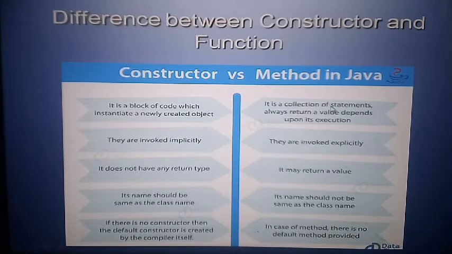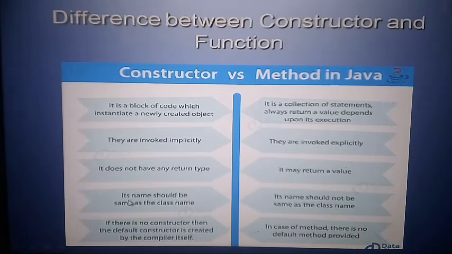A method is a collection of statements which always returns a value depending upon execution. So a method always returns a value, but a constructor always creates an object and does not return a value. A constructor is invoked implicitly, but a method is invoked explicitly. Third point, a constructor does not have any return type, a method may return a value. This is a major difference.